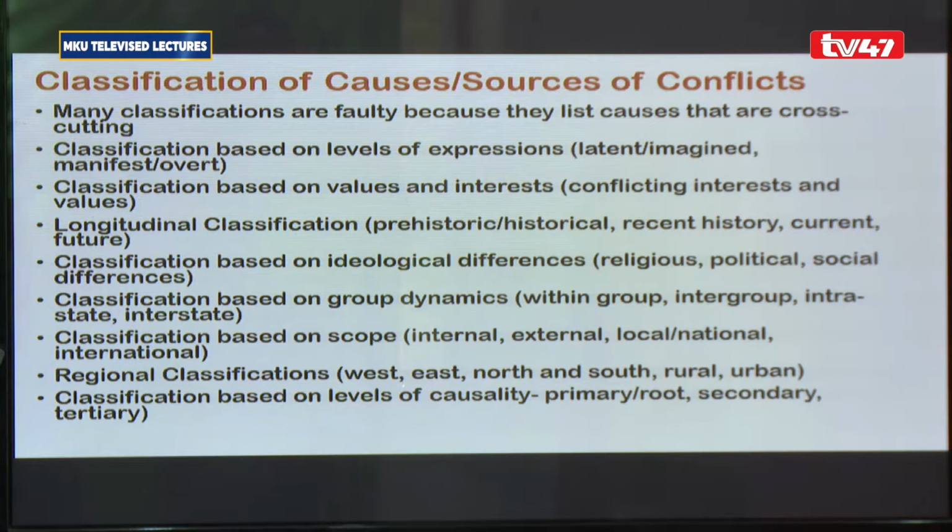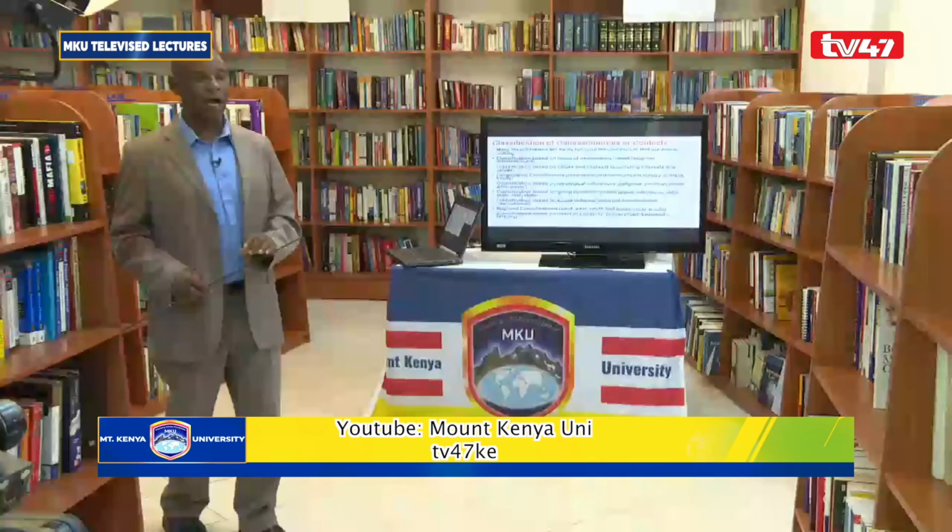We can also classify the causes according to group dynamics, in that the causes are within a group, or between a group, or between different groups of people. The causes can also be explained on the basis of whether they are internal to a state or internal to a group, or in terms of whether the causes are international. Then we also have regional classifications, where the causes in different parts of the world are classified differently.